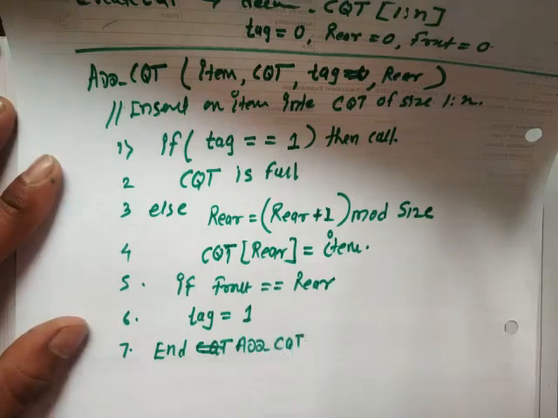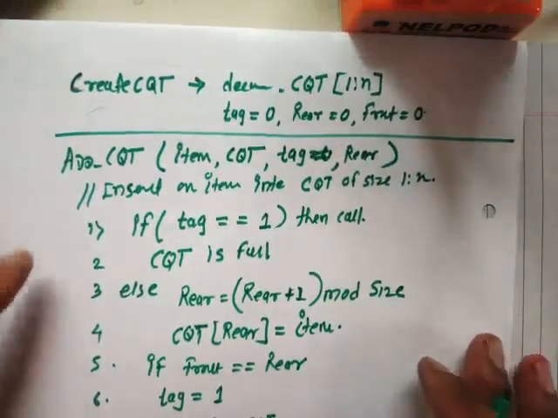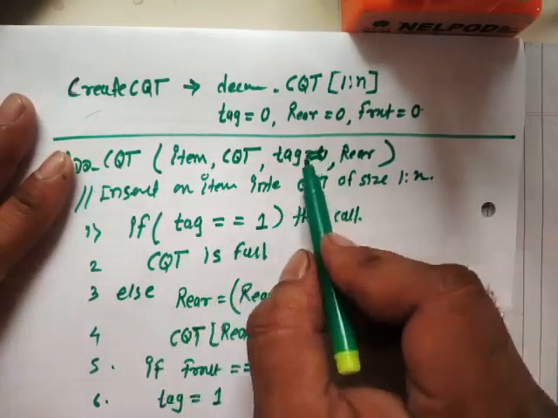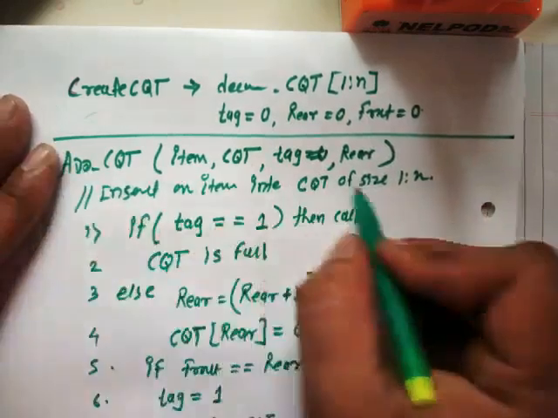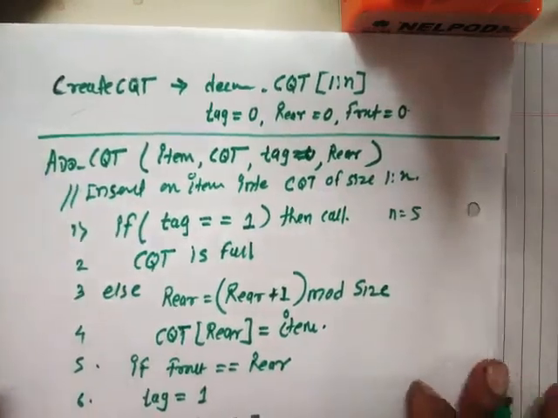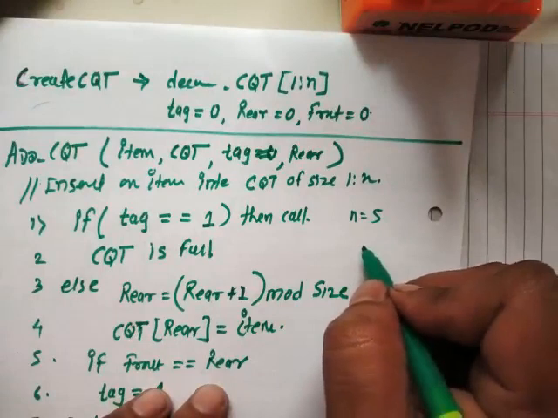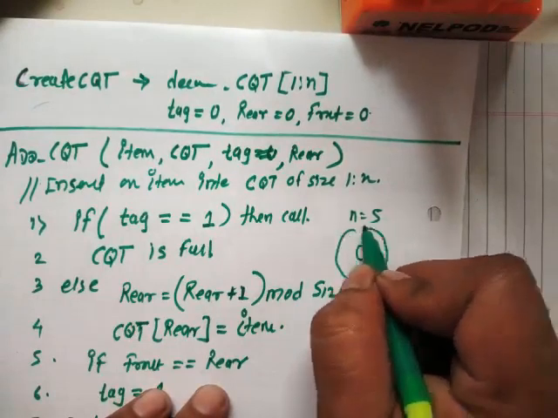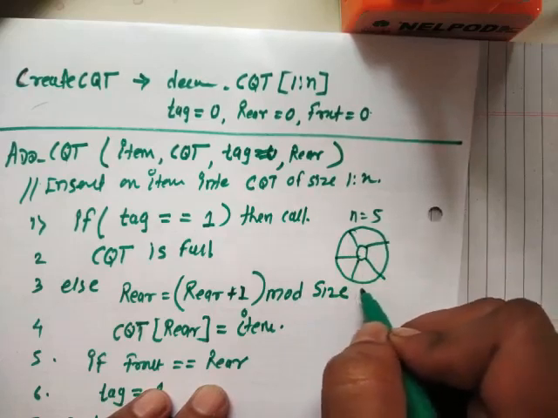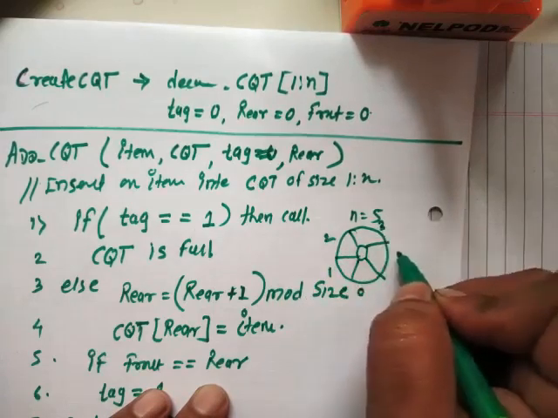CQT algorithm. So now we are going to check whether this algorithm is working fine or not. Let's assume that the size of the CQT, n, is equal to 5. So I'll draw a circular queue. This is index 0, this is 1, 2, 3 and 4.